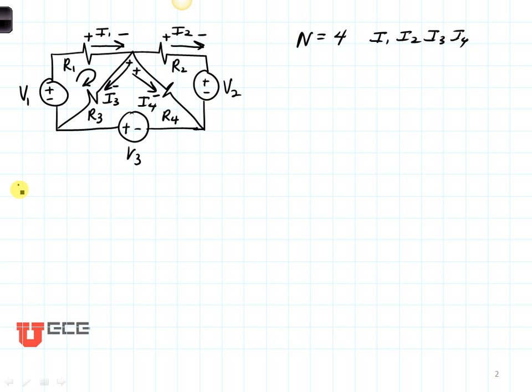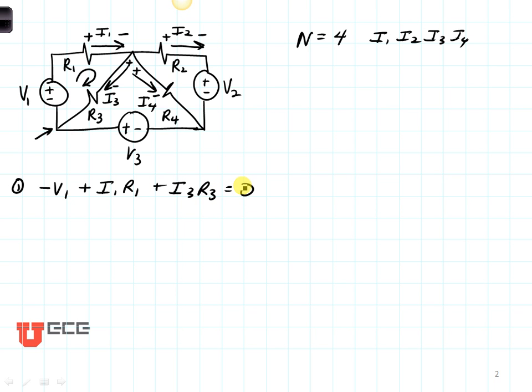Here is loop number 1. And what I'm going to do is start someplace. Here's where I'm going to choose to start. As I move up through the loop, I'm going to encounter minus, plus, minus, and so on. So minus V1 plus I1 R1 plus I3 R3, back to the same place, is equal to 0.